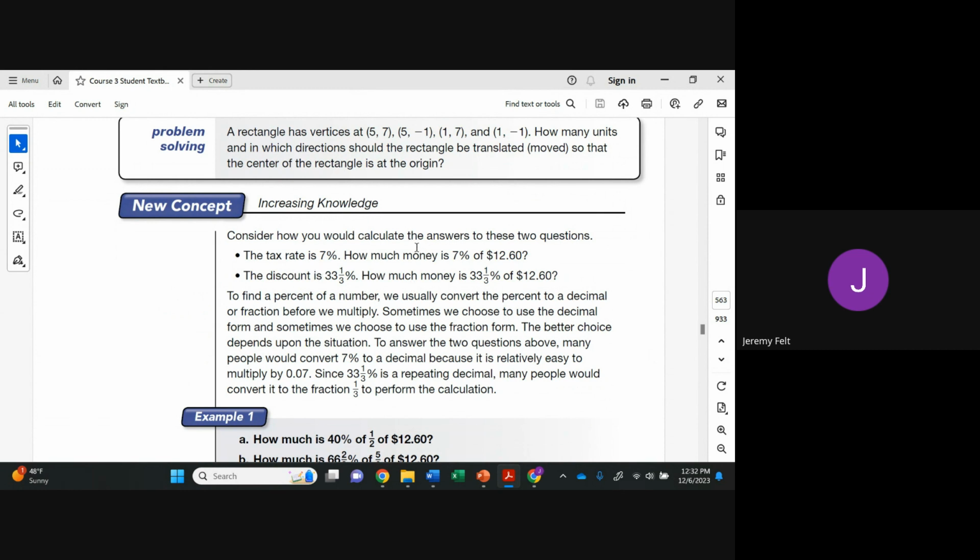Consider how we calculate. We've done plenty of problems with tax rate. Okay, you have a 7% tax rate. The purchase was $12.60. We want to figure out what is 7% of $12.60. I think in that example, since it's money and we're working with a decimal, it's probably easier to convert it to a decimal. 7%, we're going to convert to 0.07 and multiply it by that.